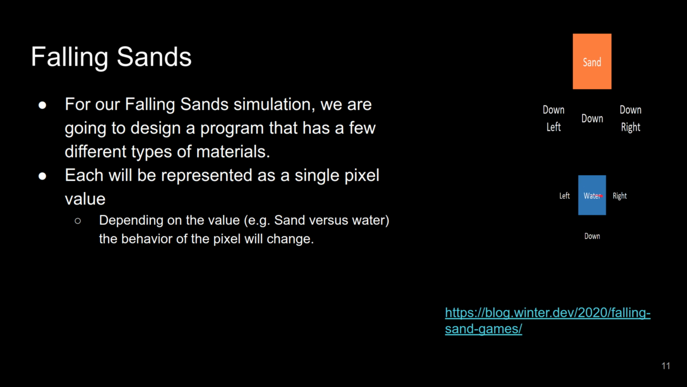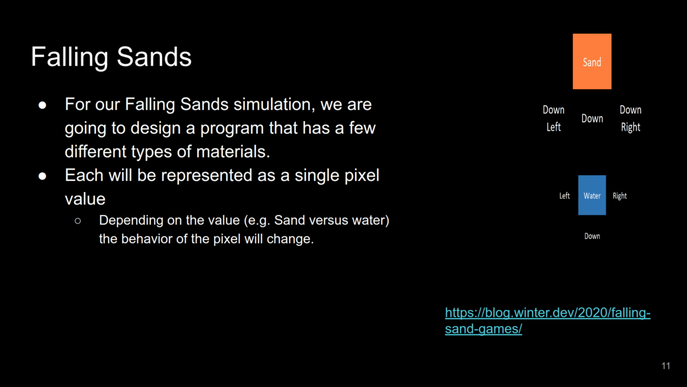Otherwise, it'll choose randomly left or right, and that'll give this idea of water flowing around. Okay, and sand, the same rule. If there's nothing occupying below it, we can move down. Otherwise, we choose randomly down to the left and down to the right. So just with these simple properties, we can get this interesting behavior in these simulations.